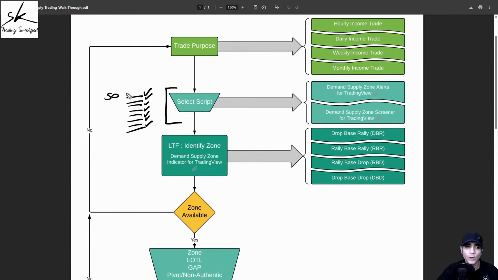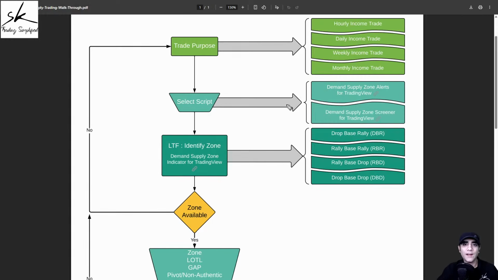So let's assume we got a list, and in that list, the very first one was ABC. What we need to do now is, on ABC, go to the lower time frame. So the question is, what is my lower time frame? We got the answer from our step number 1: as a monthly income trader, my lower time frame is daily. So on ABC, we'll go to the daily chart, and on the daily chart, we need to identify a zone. And by zone, we mean any of these 4 structures. It can be a drop-based rally, rally-based rally, rally-based drop, or a drop-based drop.